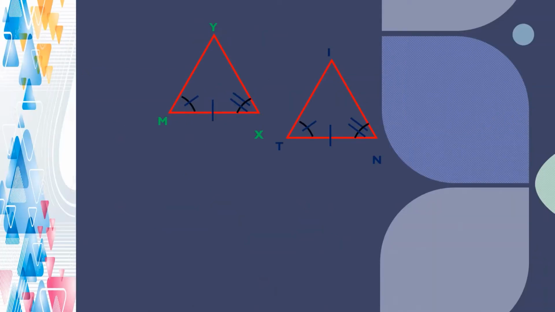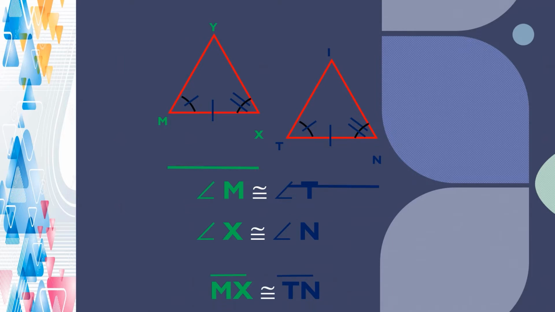Look closely into the figure. One hatch mark is placed at angle M for triangle MYX and angle T for triangle TIN. Therefore, angle M is congruent to angle T. Two hatch marks are placed at angle X for triangle MYX and angle N for triangle TIN. Therefore, angle X is congruent to angle N.